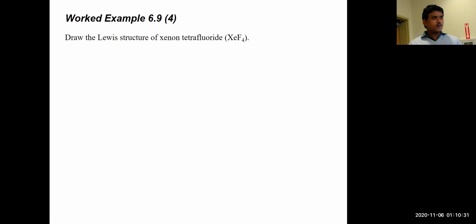Just a couple more problems before we wrap this chapter. Draw the structure of xenon tetrafluoride. Xenon is not from period 2, it is a larger element. Fluorine has 4 electrons. Let's see what we end up with.